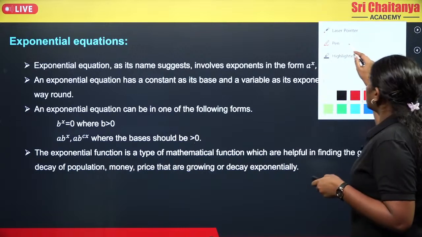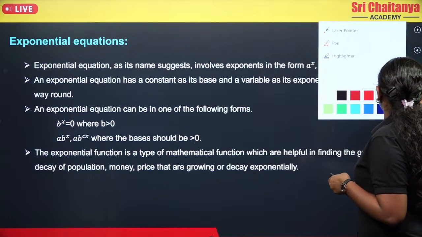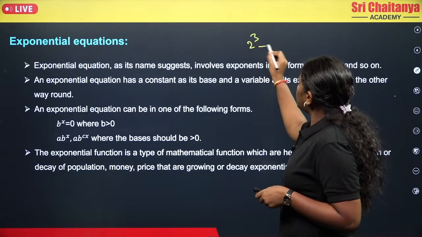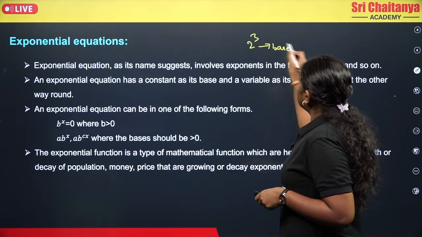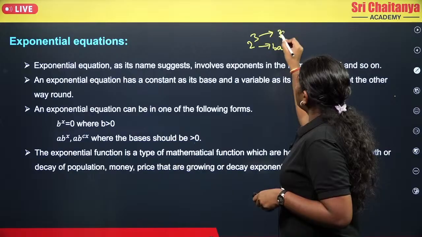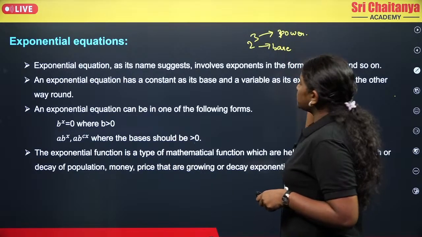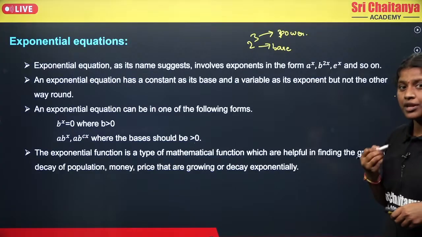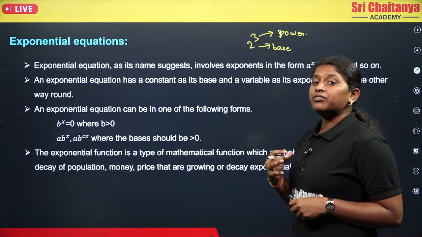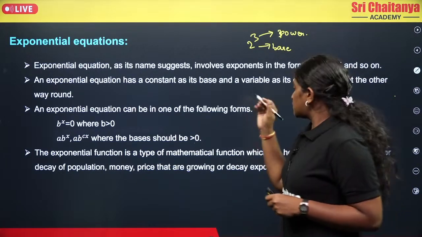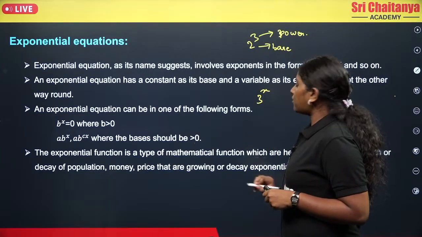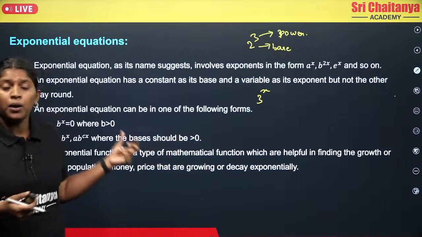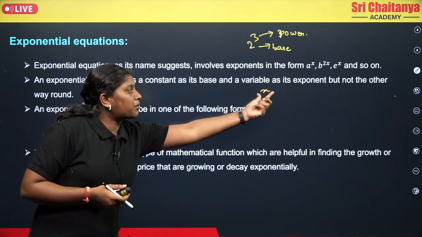Yes. If you observe, if I have 2 cube, 2 is the base and 3 is the power, right? Now, an exponential equation means you have an exponent in the form of a variable. For suppose, if I have 3 to the power x, the base is some constant value, but the power is in the form of a variable.